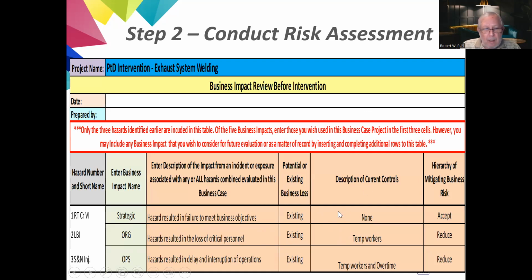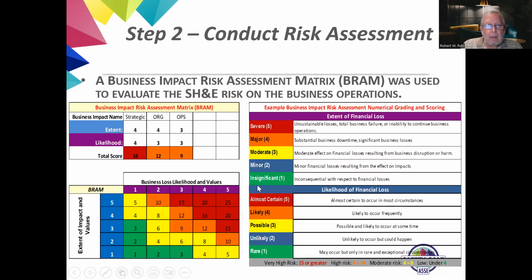Description of current controls: none. And then for the others, temp workers and overtime, how overtime is going to help on ergonomic issues is beyond me. So, hierarchy of mitigating business risk: accept, reduce, and reduce. I'm not sure what they mean by this. It doesn't make sense to me. So anyhow, there we go again.